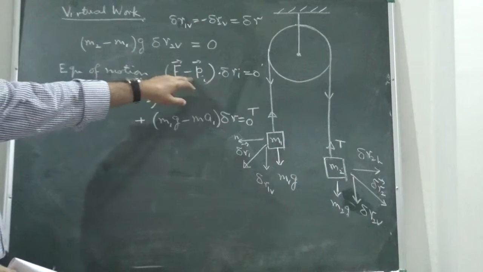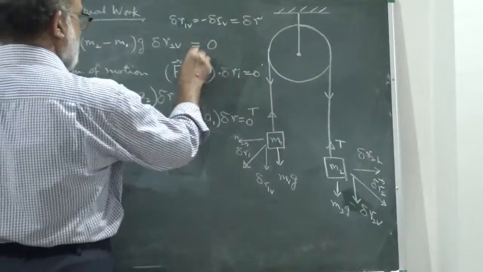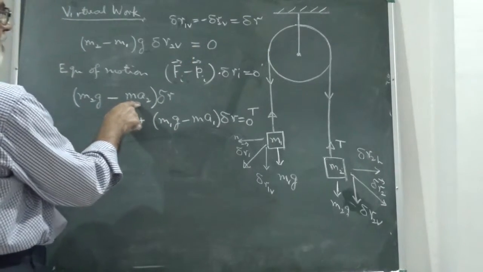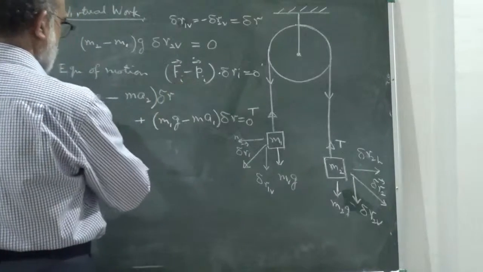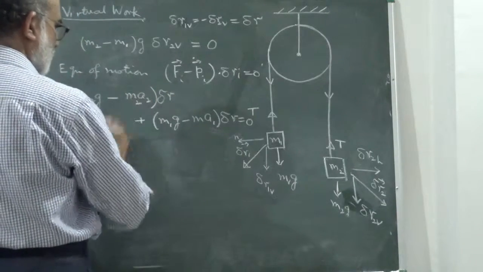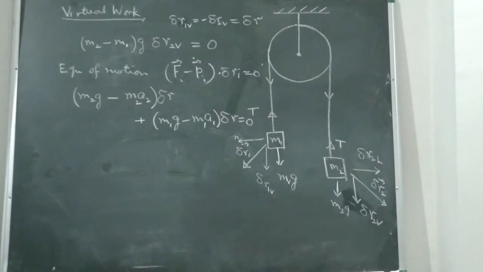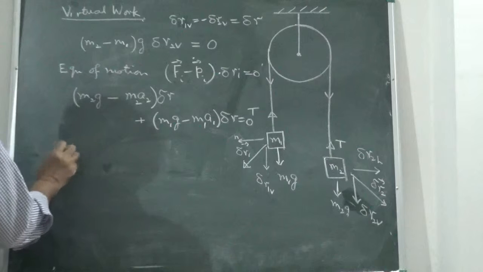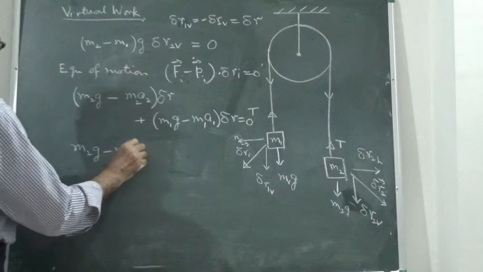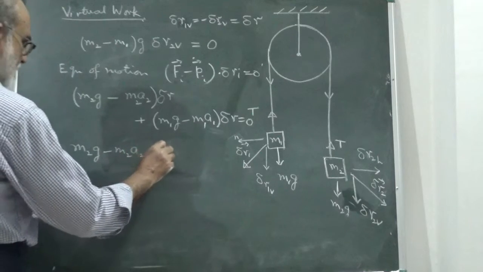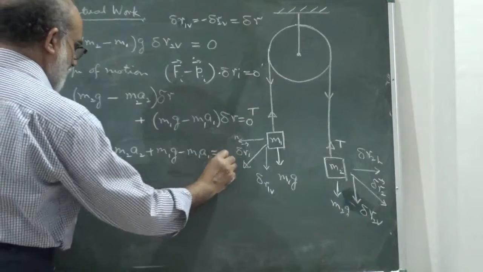Applied force minus the reverse rate of change of momentum. The rate of change of momentum here is M2A2, and here is M1A1. So it means M2G minus M2A2 plus M1G minus M1A1 is equal to 0.